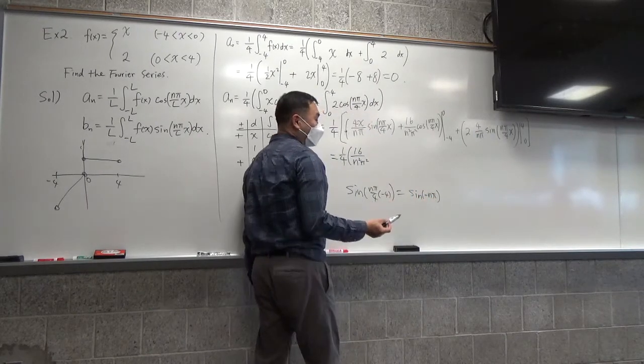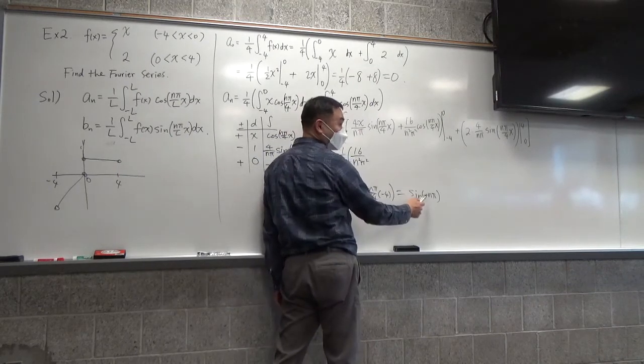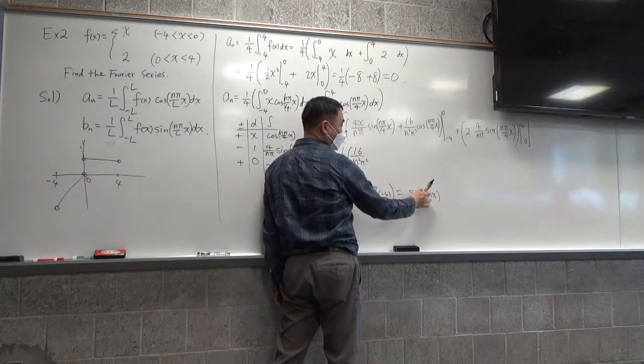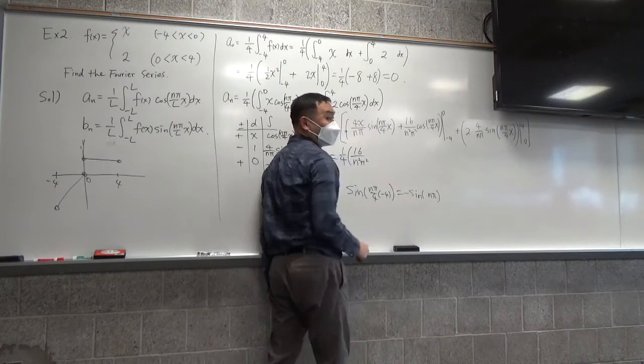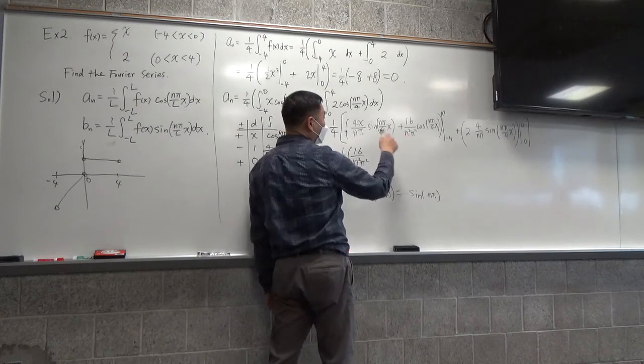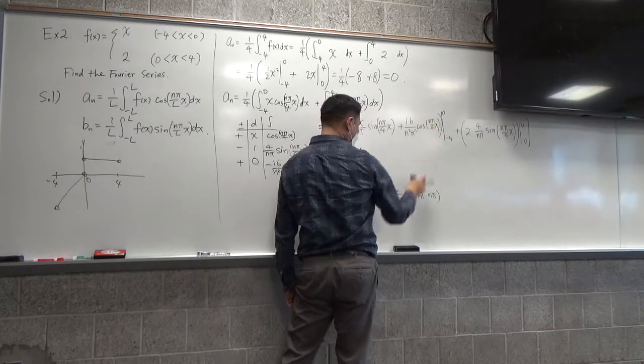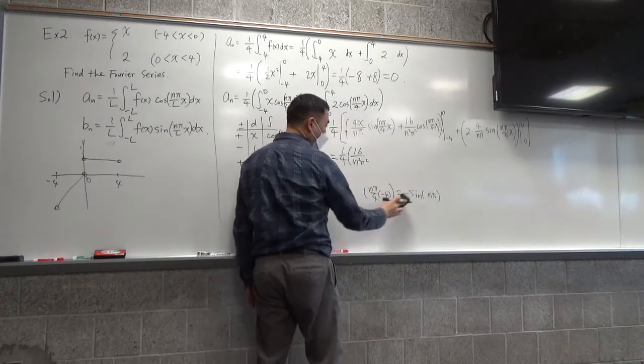But then remember that sine's an odd function, right? So what happens with this minus? Being odd means you can bring it outside, right? So what's that? 0. Okay. So that's going to create 0. How about plugging in negative 4 here? What if this was cosine?